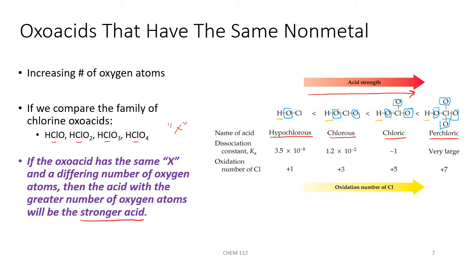In each case, the oxidation number of the chlorine is also changing, so that's kind of another trend you could use. As the oxidation number of chlorine increases, the acid strength also increases.